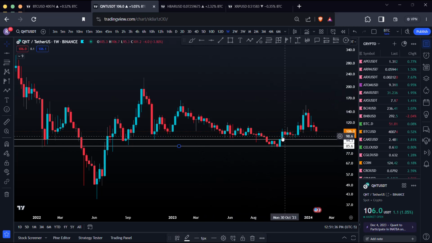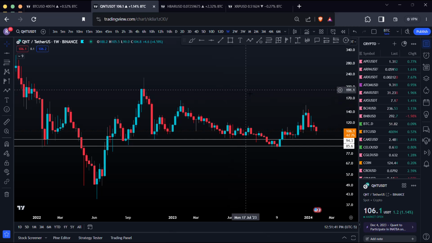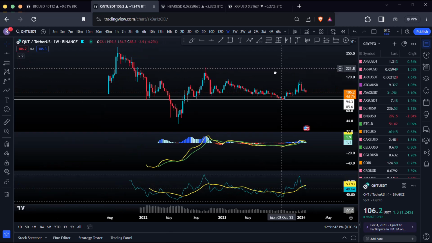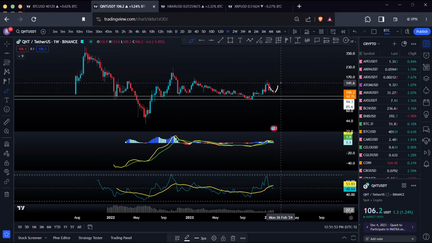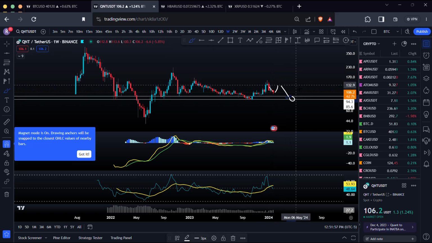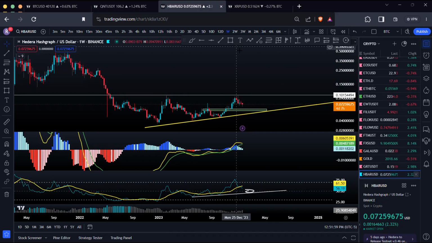So right now my key levels are going to be around $95 to $85 to collect, hypothetically, dollar cost average more Quant. When does that happen? That happens after the pump and then the dump down, right? So I'm guessing we do something like this, potentially form a double top, and then come back down to this level over here. Next, HBAR.